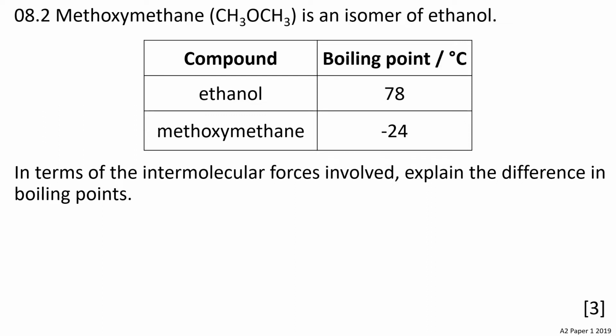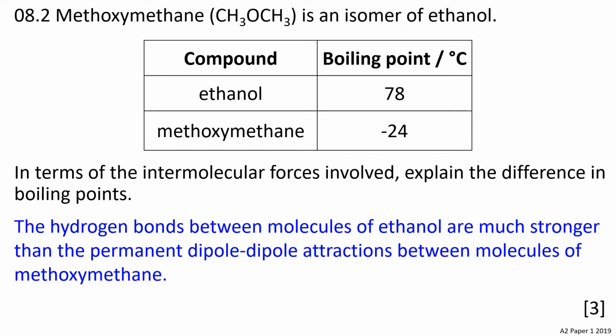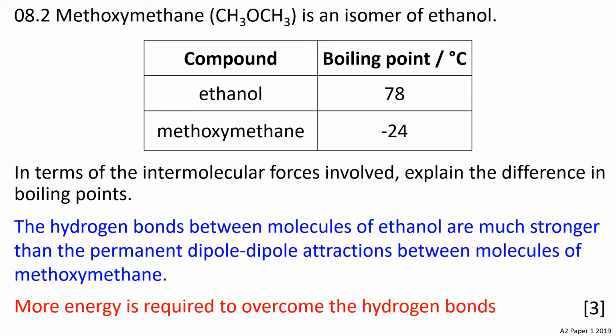Explanation question next, using the data from the question. So we can see from the question that the boiling point of ethanol is greater than the boiling point of methoxymethane, and it gives us the formula for methoxymethane. We can see from that molecular formula that there is no O to H bond present in methoxymethane, so it will not have hydrogen bonds. So the hydrogen bonds between the molecules of ethanol are much stronger than the permanent dipole-dipole attractions between molecules of methoxymethane, so more energy is required to overcome the hydrogen bonds.